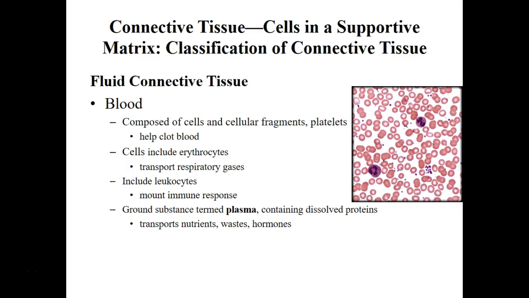The last connective tissue then is fluid connective tissue. There are two types of fluid connective tissue. I only really talk about one in this semester, and that's blood. We'll talk about lymphatic connective tissue next semester in the lymphatic system.